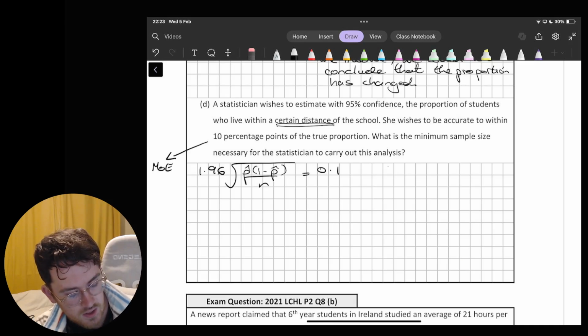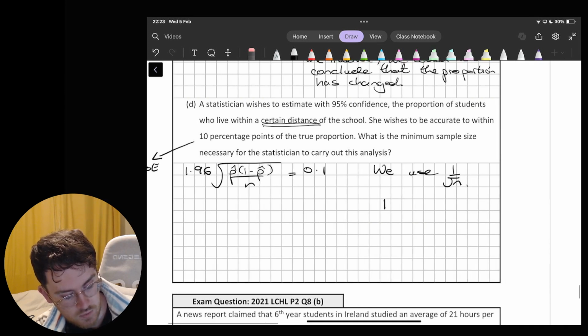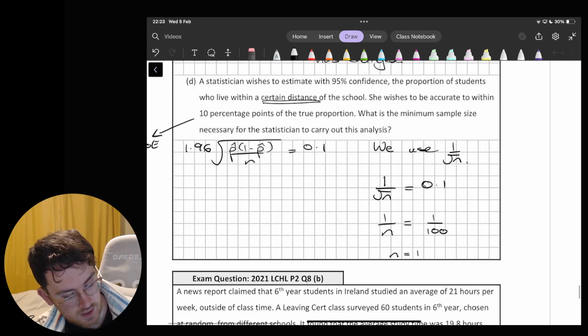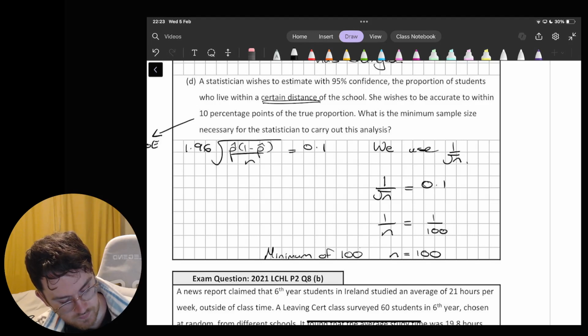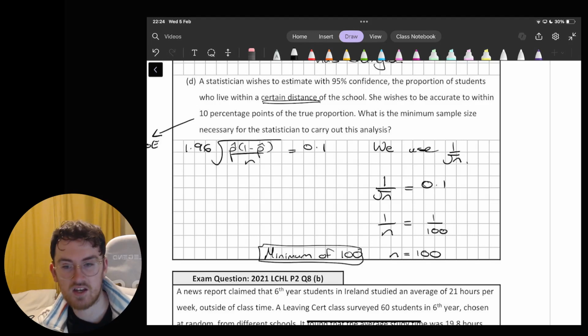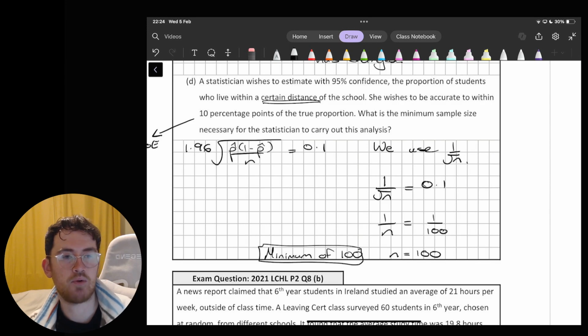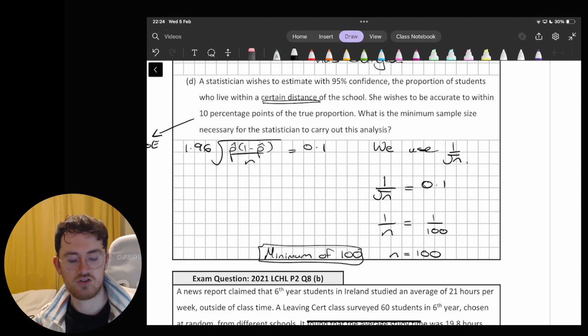So instead, we'll use the margin of error approximation, because that's all we've got. So we basically want 1 over root n to be equal to 0.1. So that's 1 over n equals 1 over 100, which means n needs to be 100. So her minimum sample would be 100. Okay, and obviously she could go more than that. But within 10 percentage points of the true population, yeah, minimum sample of 100 is needed there.